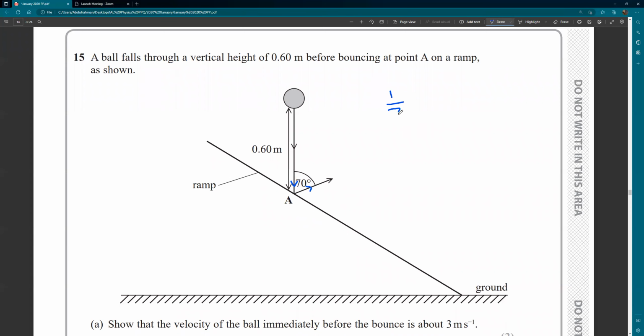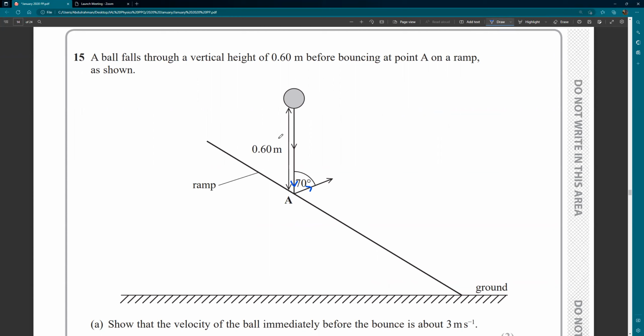So your kinetic energy before the bounce is the same as the kinetic energy after the bounce. And we know that the mass doesn't change, meaning the velocity cannot change either. So it'll be the same velocity before and after the bounce. This is an assumption you make in physics unless otherwise stated. So now we need to work out what is the velocity before the bounce.